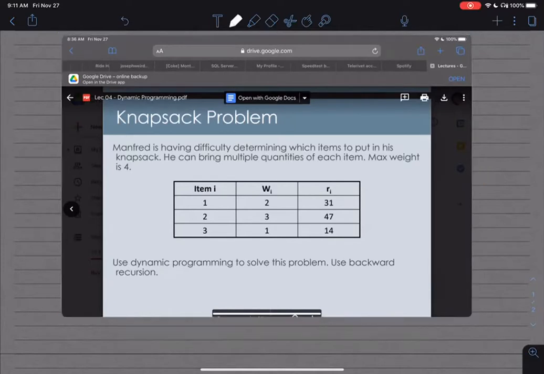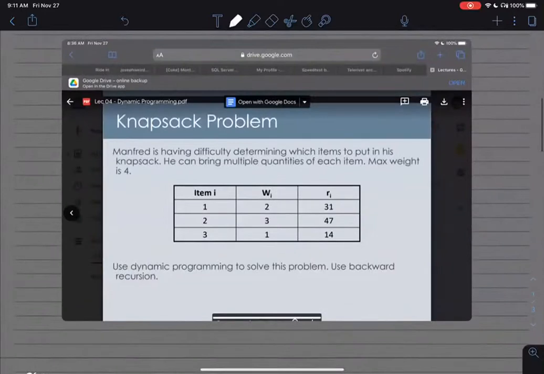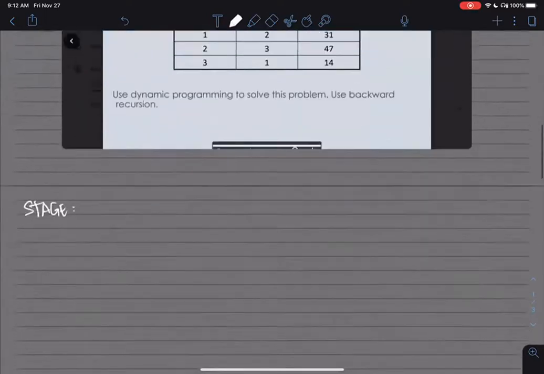Okay, so here, how do we define the stage, state, and alternatives of this problem? Let's first define the stage. Again, stage is your decision point. To define the decision point, we ask: what exactly are we deciding? What do you want to know? What are the items under consideration? What do we need to find out? So in this case, our stage is, I have to decide on every item.